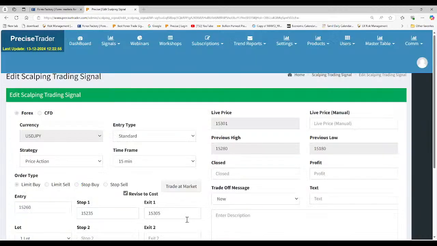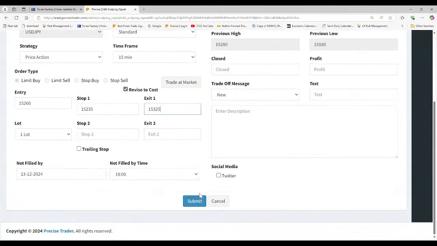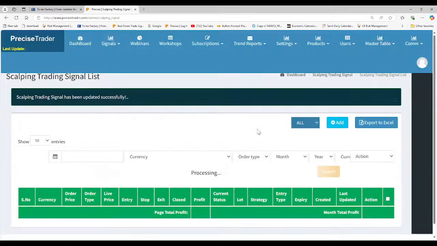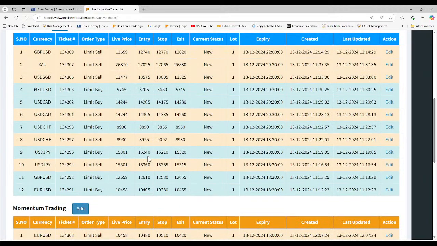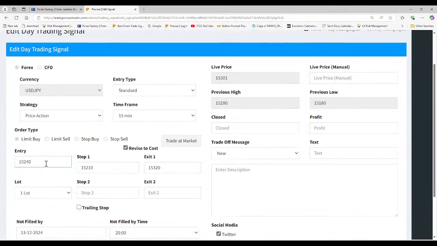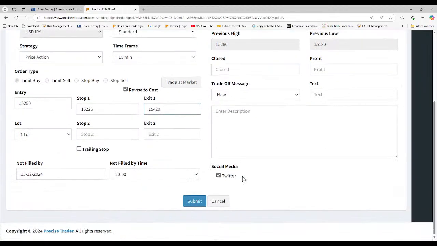Okay, so this one, I just want to change the exit to 15325 and let it work. I don't want to disturb this trade. Then we have a buy at 15240. Remember 45 is the low. So I think this one, I really want to be in this trade, and I'll put 15230 or 25 pips stop loss. And for the TP, remember our final target is 15430. So I can exit at 15420.